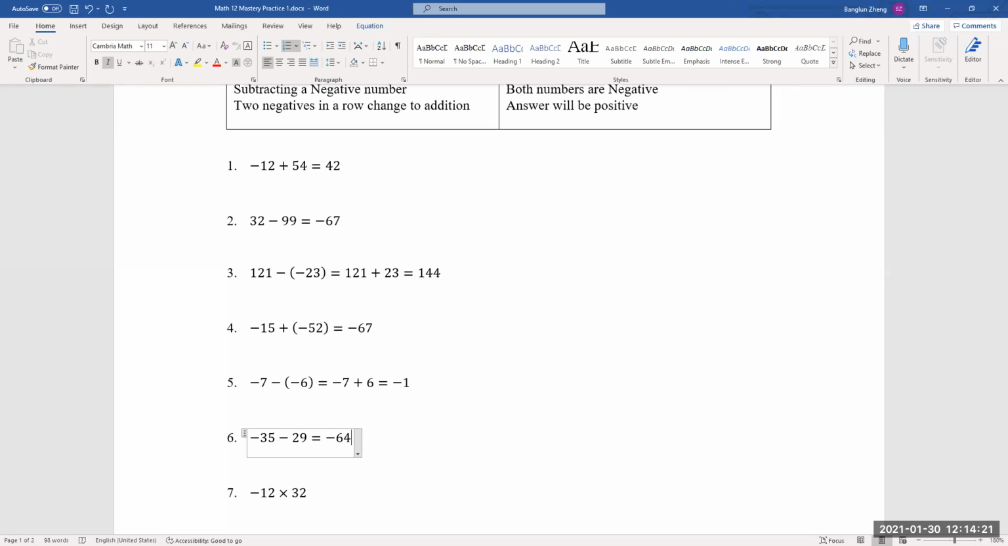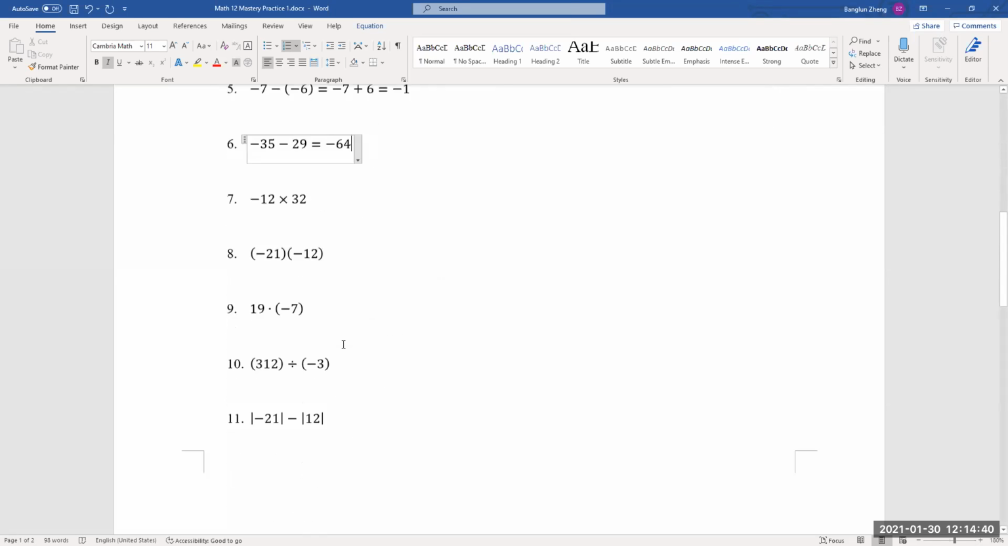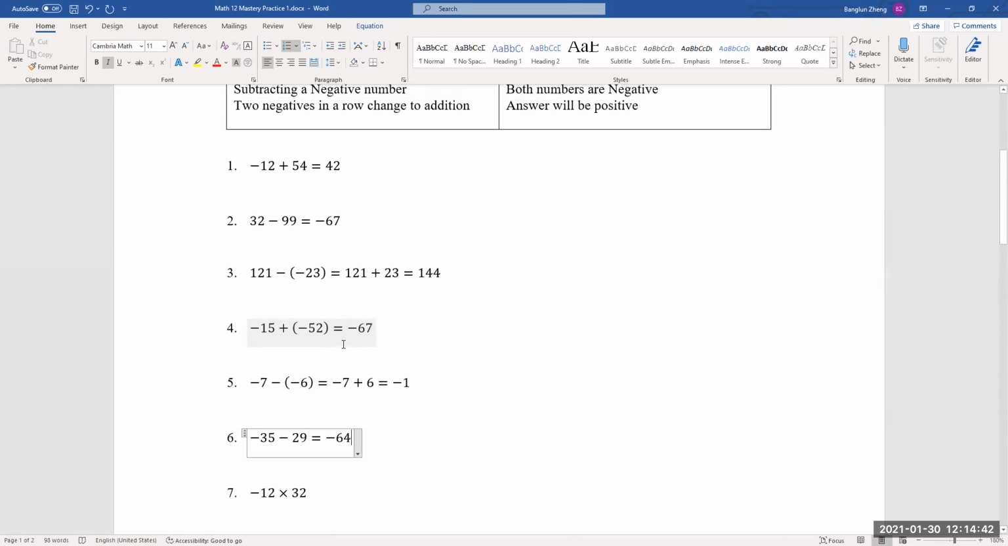Okay, so that is number 6. And I think we conclude all the variations of positive and negatives. If you're having trouble with the homework, come back to this. You should be able to review all different ones. Now we're going to do some multiplication and division.